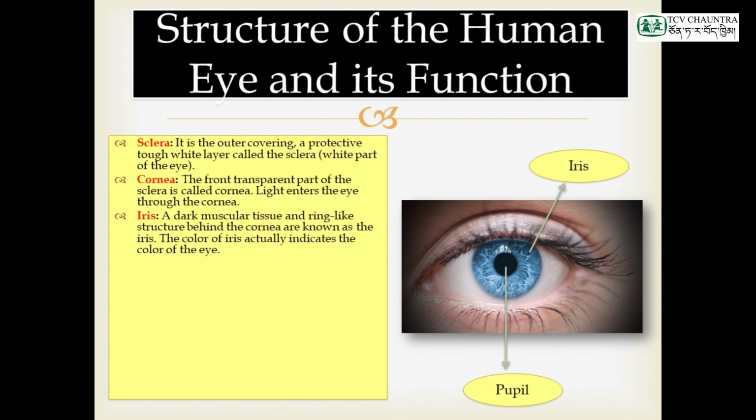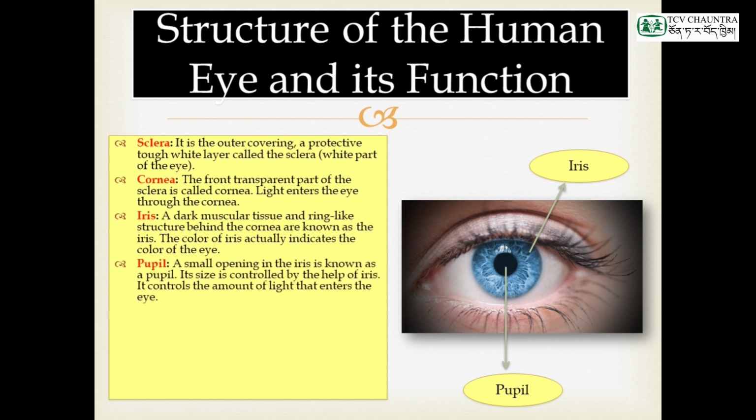We find another part called the iris, as I had mentioned to you before. There are different eye colors for different people because their iris color is different. The iris is a dark muscular tissue. The iris contains some muscle and a ring-like structure behind the cornea, and the color of the iris actually indicates the color of the eye.